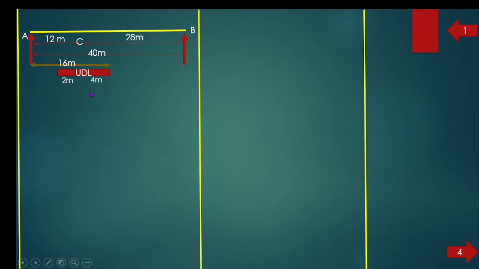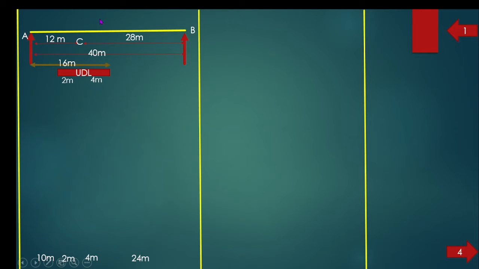We continue with our problem solving. Now, because we have these 2 meters and these 4 meters, we know the distance from C to B is 28, and from C up to the head of the UDL is 4 meters. Basically, from the head of the UDL to point B, it will be 28 minus 4, and we get 24 meters. And on the left-hand side, we know that it is 12 meters from A to C, and we have 2 meters from the end of the UDL up to point C. So this leaves us with 10 meters, because it is 12 minus 2 meters. So we have 10 meters, 2 meters, 4 meters, and 24 meters.